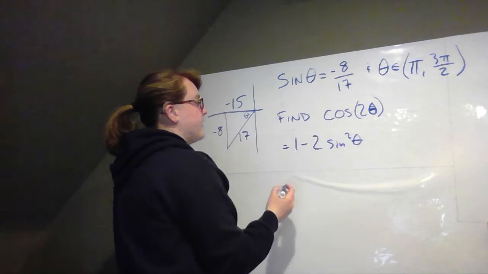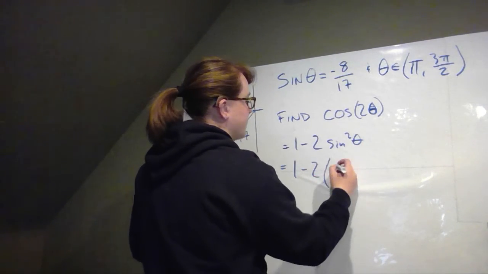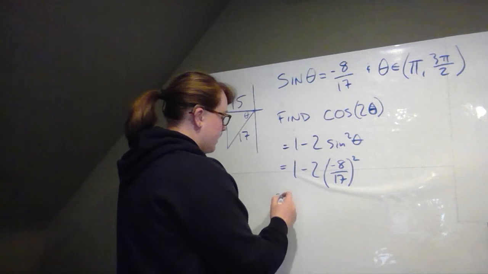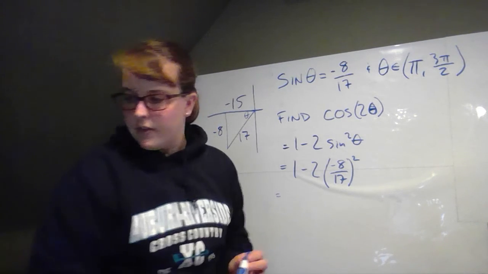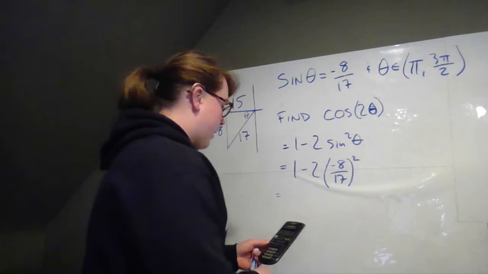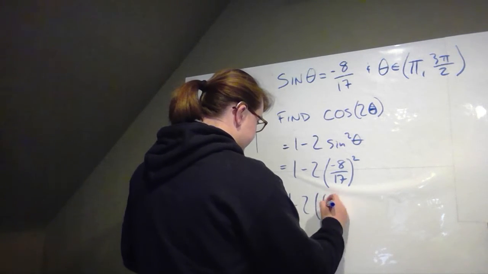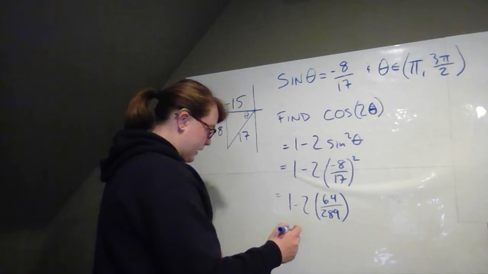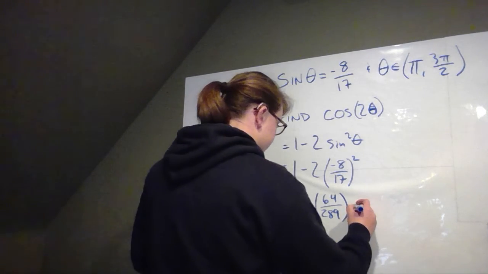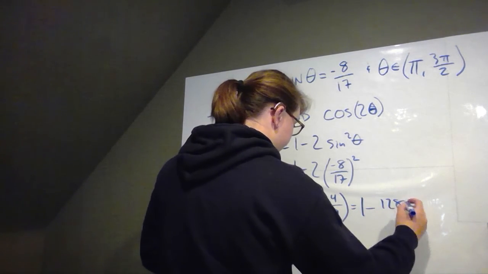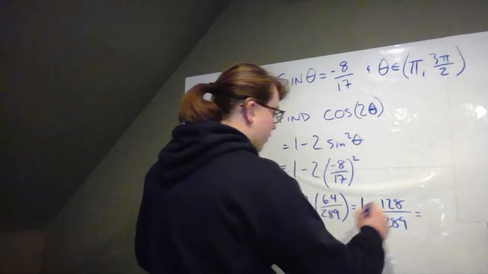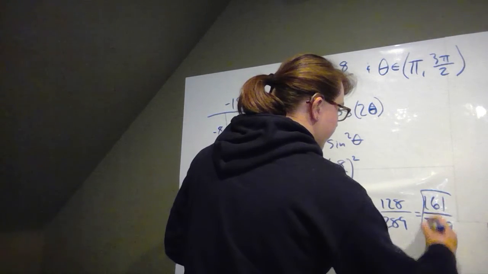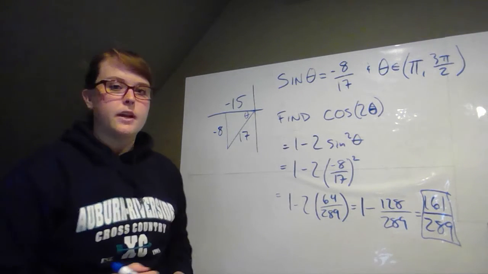So what I would want to do is take my sine that I already have and plug it in. So we have 1 minus 2 times negative 8/17 squared. So let's see. Negative 8/17 squared would be 64/289. And then you multiply that by 2 to get 128/289. So 1 minus that would give us 161/289. So that would be your exact answer for cosine of 2 theta.